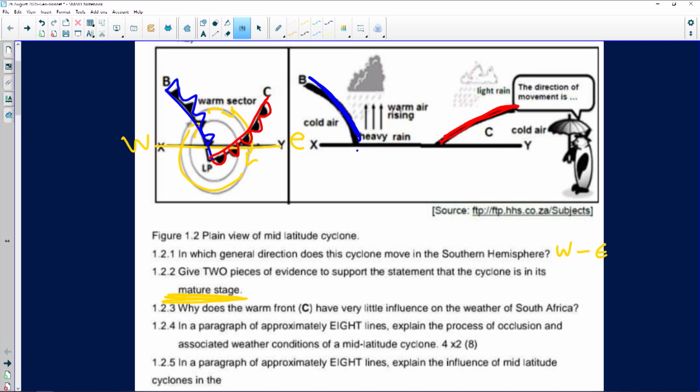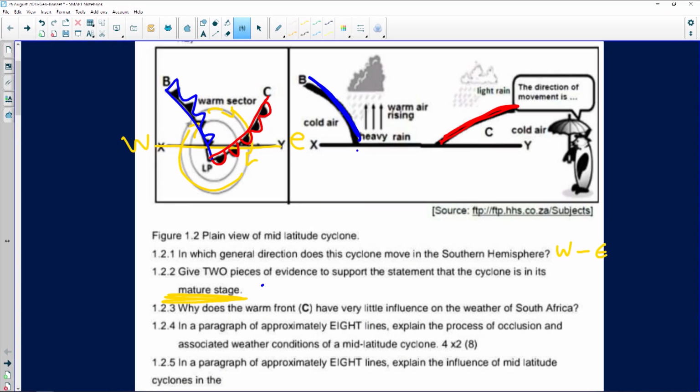With the initial stage, like I've shown you, there are no fronts. It's just the polar front that's separating the air moving in opposite directions. But with the mature stage, we see two distinct fronts, the cold front and the warm front. That's also an easy way to remember that this is a mid-latitude cyclone. So two distinct fronts have formed.